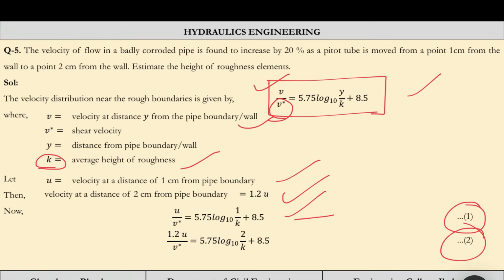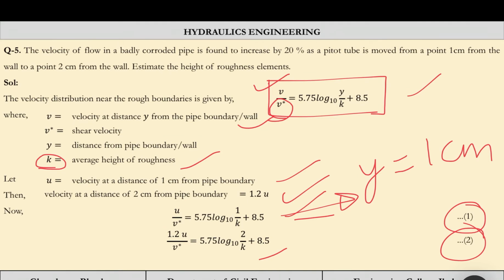So u by v star will become 5.75 log base 10 y by k. Y is 1 centimeter distance. Here y is equal to 1 centimeter. Similarly here y is equal to 2 centimeter. So by seeing this, we only want to calculate k.